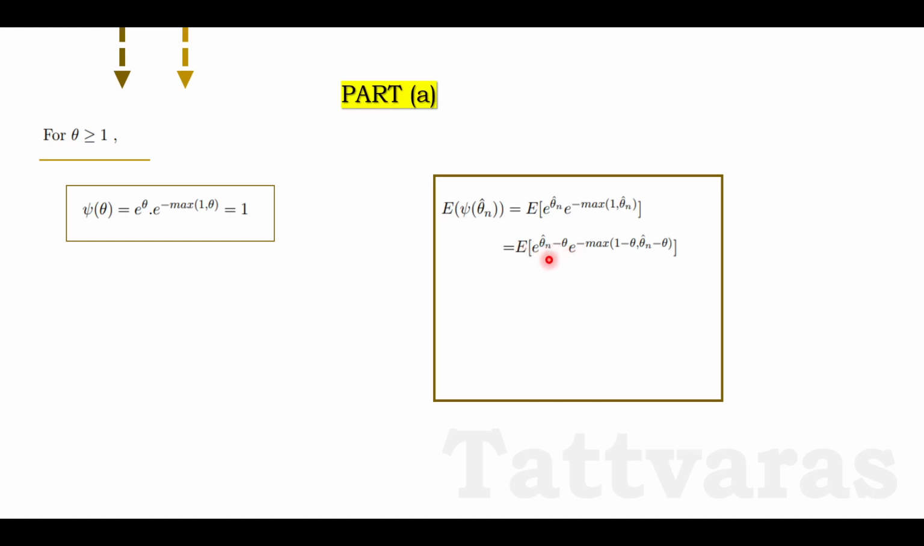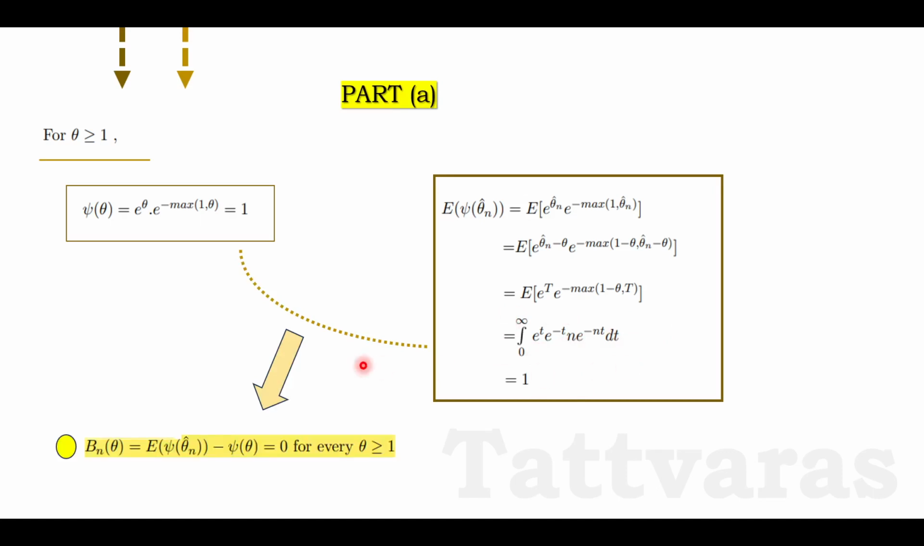We have already seen it. So let us put t in place of this. And we know the distribution of t. We know the density of t as well. So let us put it in the density format, in the definition of expectation. And we can integrate this out. It is simple, and we are getting 1. Okay? So from this, what we get is the bias for theta greater than or equal to 1 is 0 always. So the first part of part A is proved. Now what is the second part of part A? It is for theta less than 1.